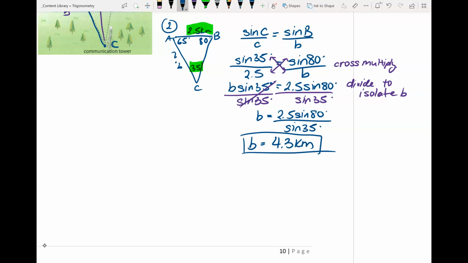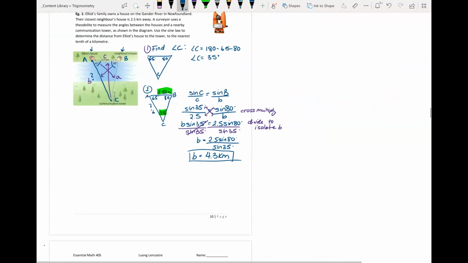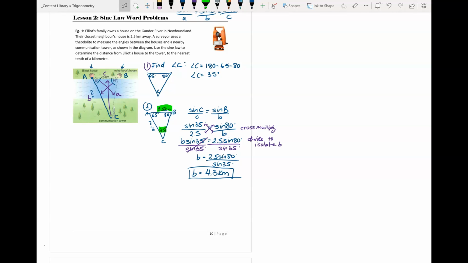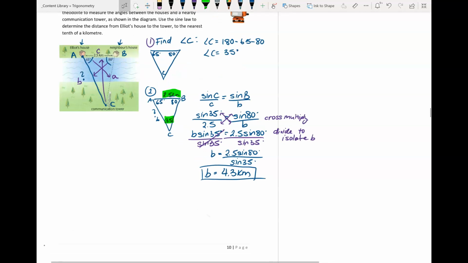Make sure you try plugging this in on your own right now, just to make sure that you know how to get the answer by using your calculator. And if you have problems, please feel free to contact me and I can answer your question. So that is our final answer to this question. We can write this as a sentence.